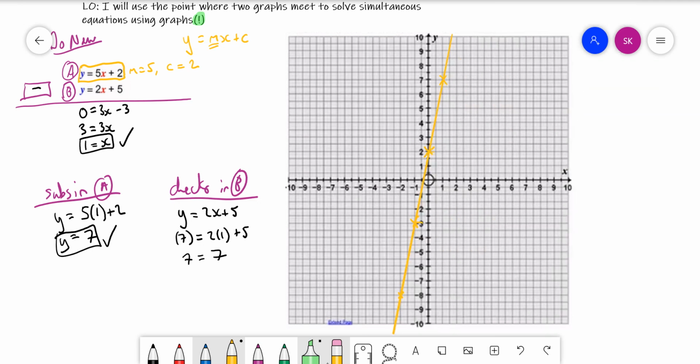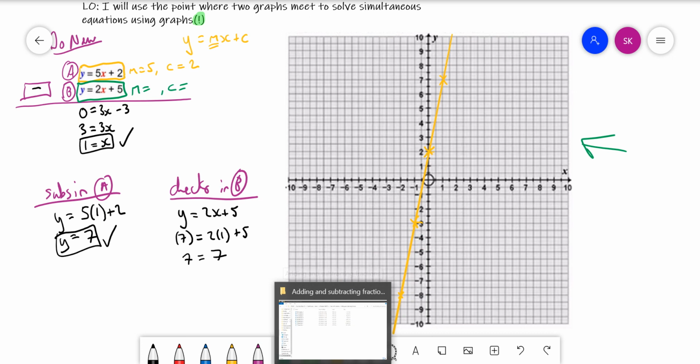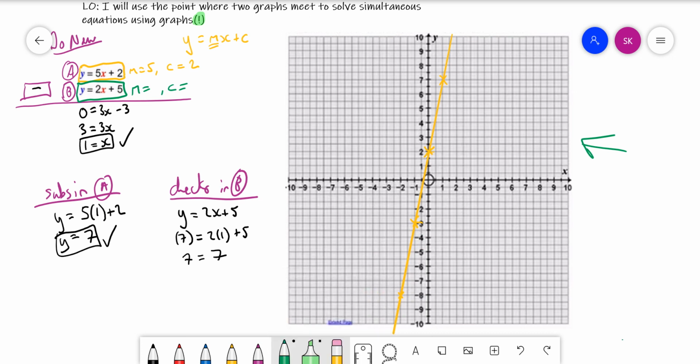So I want you to try and do the same thing now for equation B. I want you to tell me what m is, what c is, and then consider what it would look like on this grid over here. So pause the video and have a go at doing that on your own, and press play when you're ready for me to go through it.